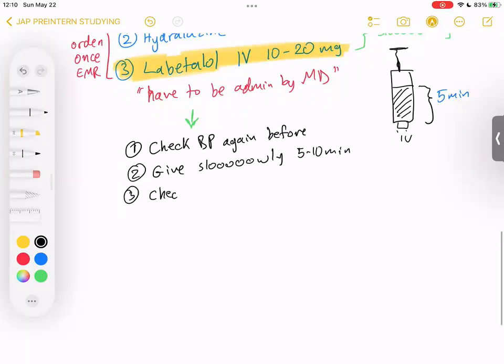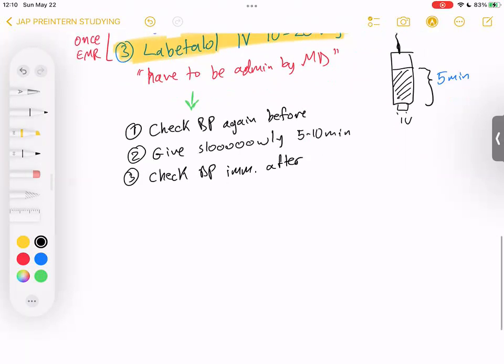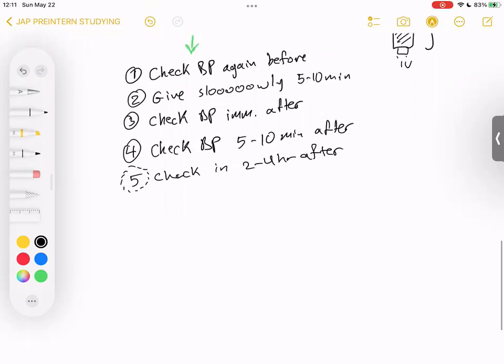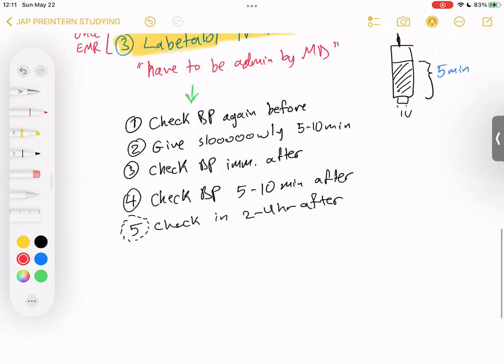I'm going to check blood pressure immediately after giving. Then number 4, I'm going to check the blood pressure 5 to 10 minutes after. And then if you want to be extra cautious, check in 2 to 4 hours after. So this is what I usually do. This is kind of how you manage it. Then you see the outcomes.